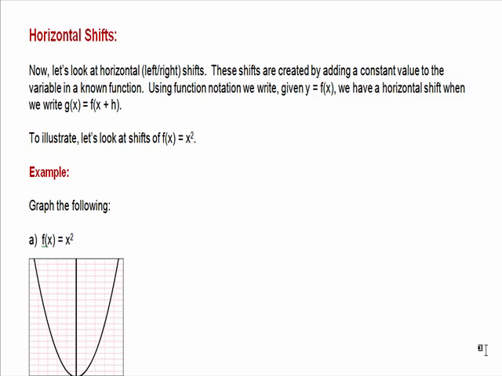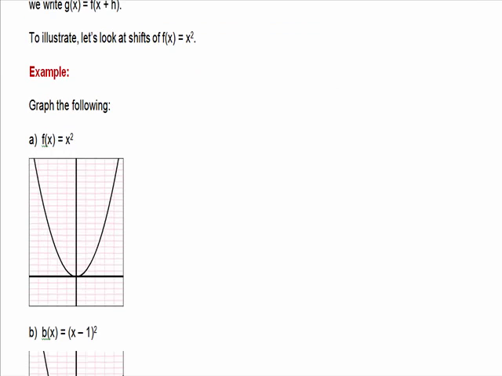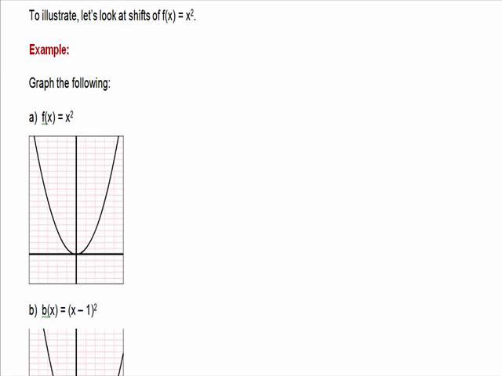Given y equals f of x, we have a horizontal shift when we can write g equals f of x plus h. So notice the addition of the quantity is actually inside of the parentheses. Again, to best illustrate this, let's take a look at f of x equals x squared, a familiar function. So again, I graphed f of x equals x squared. Again, we know what it looks like.